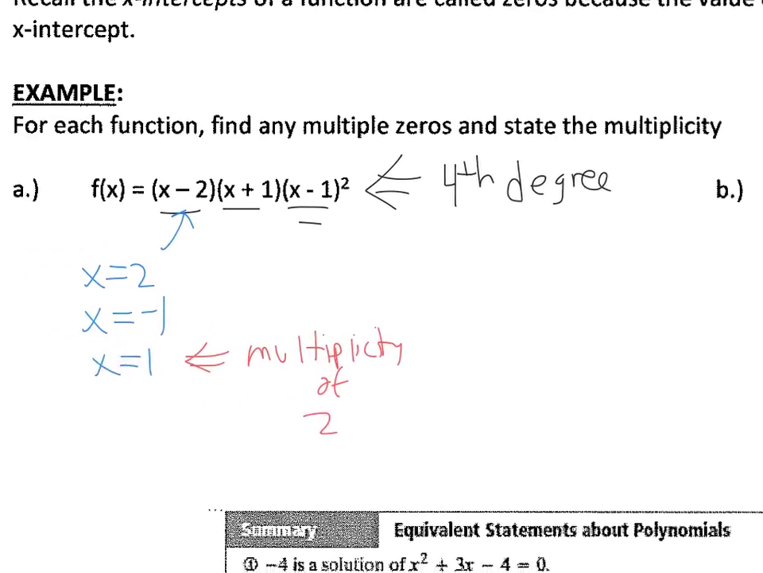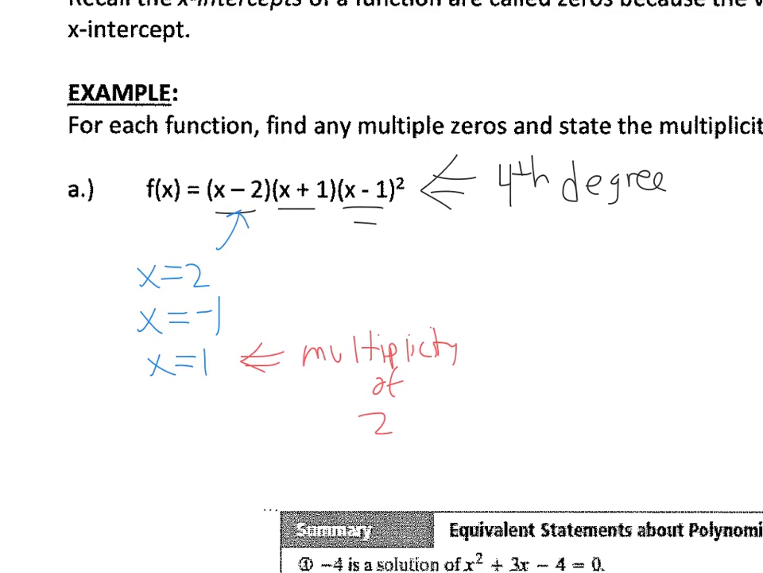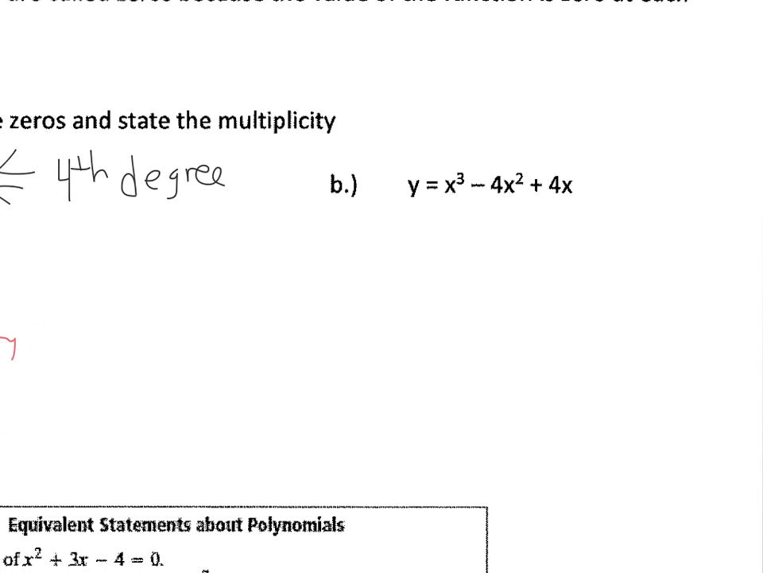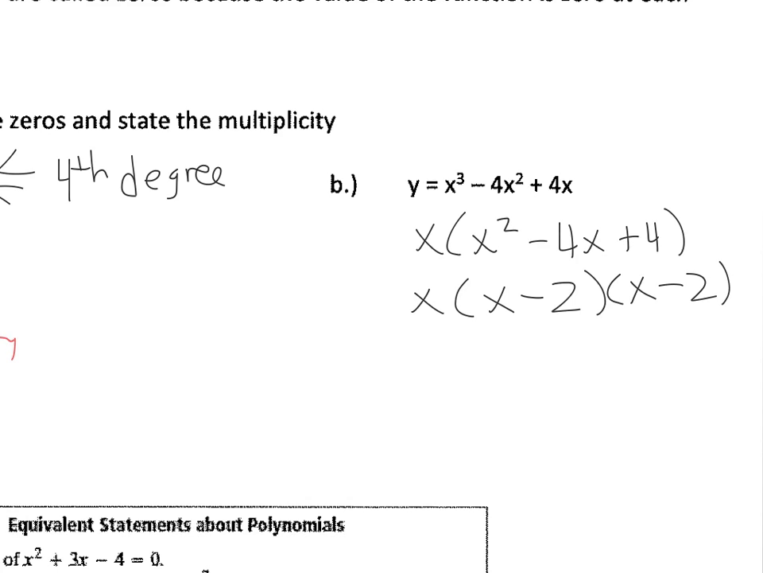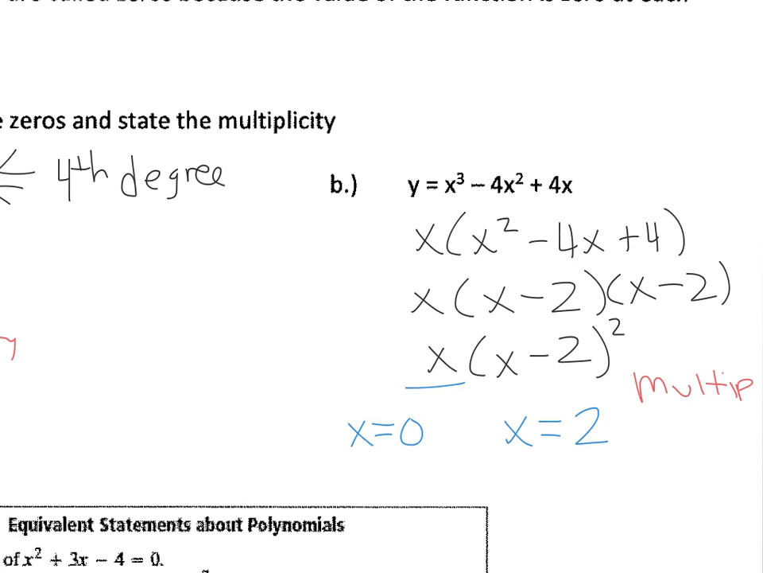Letter B. Okay, look at how letter A and letter B are a little bit different. A is in factored form. B, I need to factor it. So I can do that. I can factor out a greatest common factor. Then I can factor out x minus 2 times x minus 2, which we can write as x minus 2 squared. So this is a cubic function. This function has a 0 at 0. Don't forget the x on the outside. And it has a 0 at 2, with a multiplicity of degree 2. Multiplicity of 2 because the degree is 2.